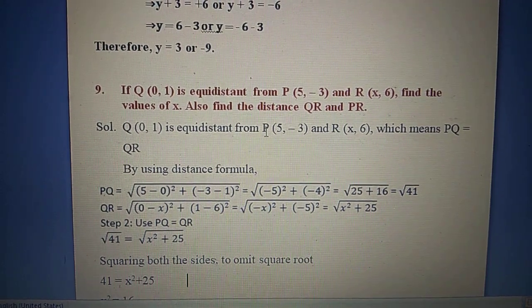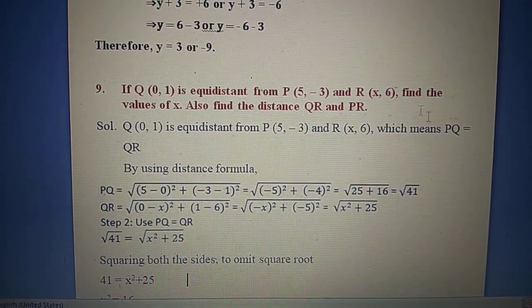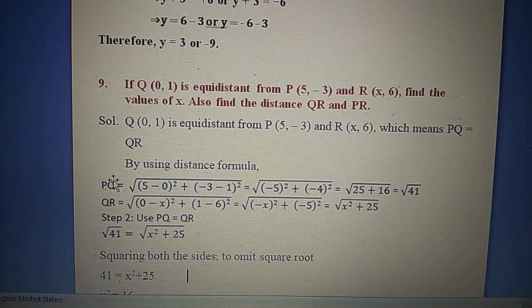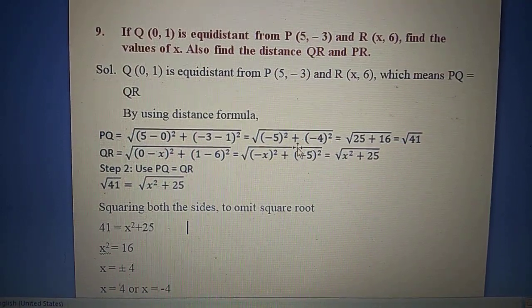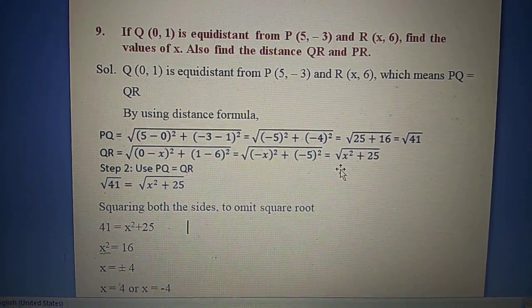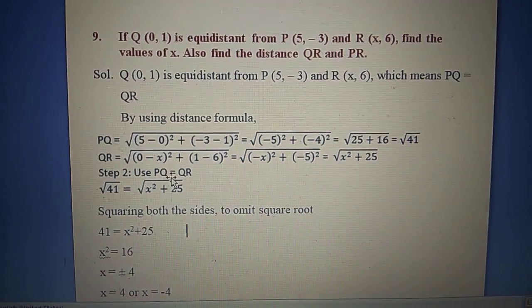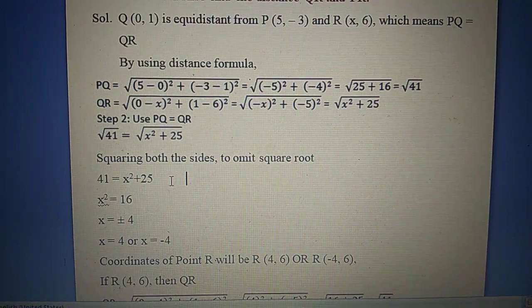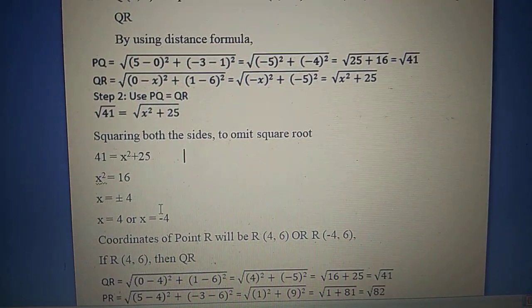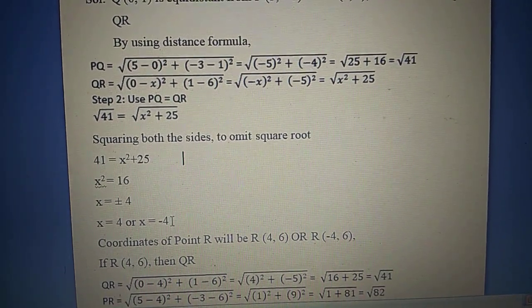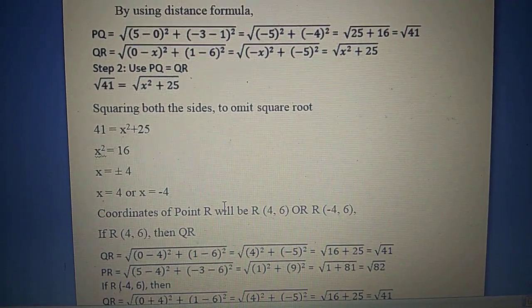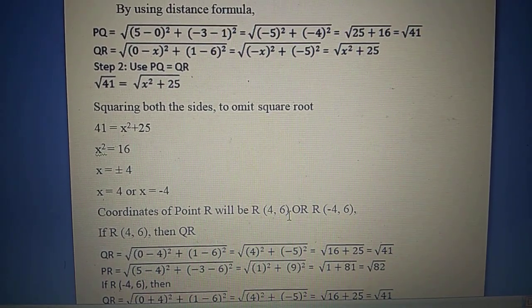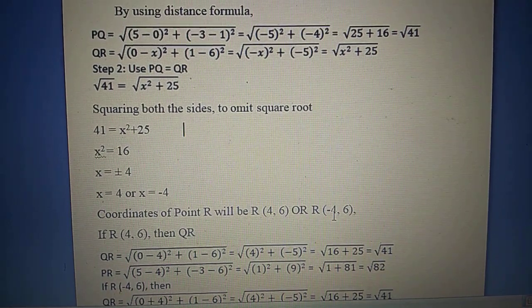Since Q is equidistant from P and R, it means PQ is equal to QR. So by using the distance formula, we can find PQ and QR as under root 41 and under root x square plus 25. Again, PQ is equal to QR. So if we go for simplifying, we will get the value of x as 4 or minus 4. Now the coordinates of point R would be (4, 6) and (minus 4, 6).